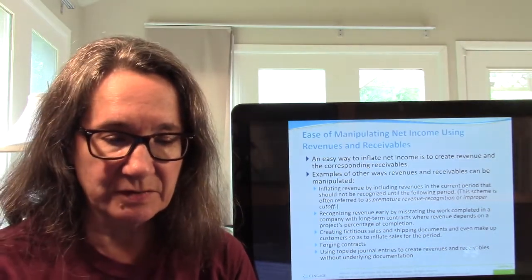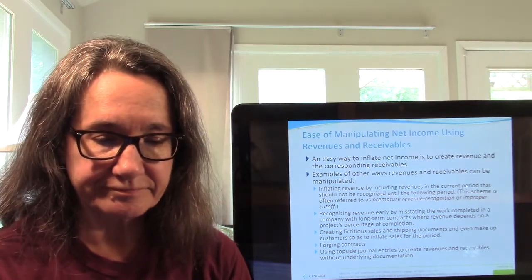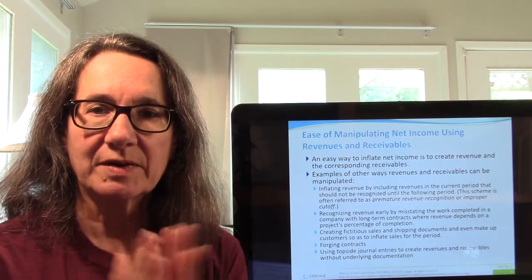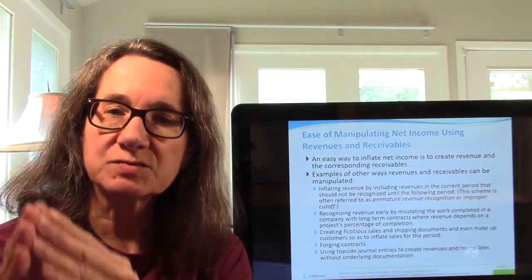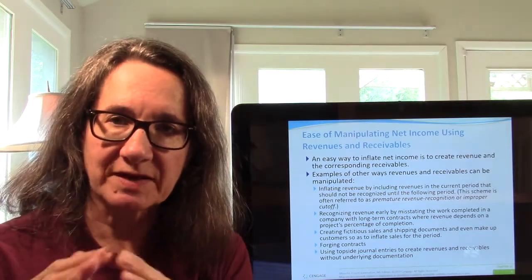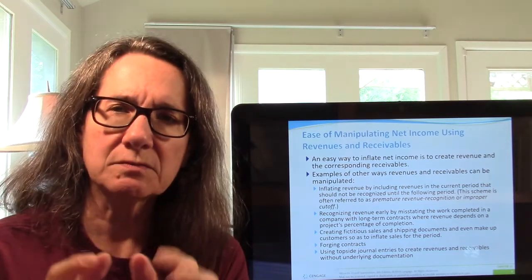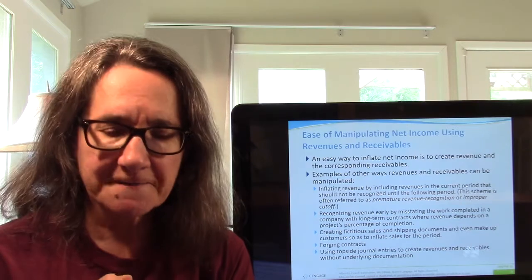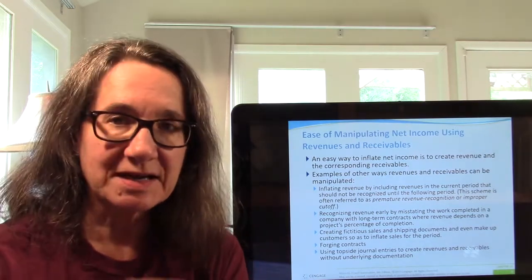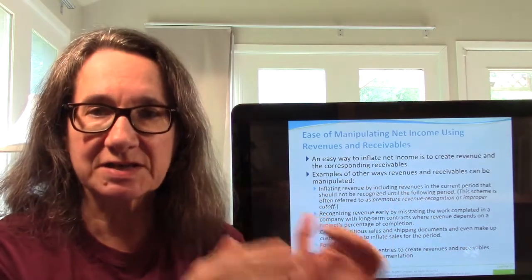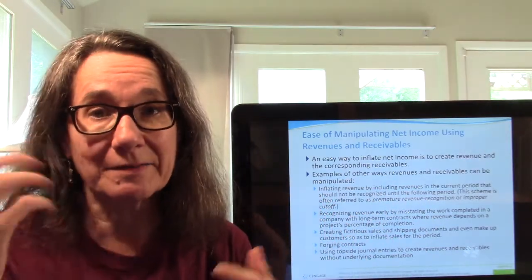Sometimes what they do is premature recognition. In other words, they won't just flat make it up, but they say, well, we know that this revenue is going to happen. We've got this contract, or we've promised to deliver this good or service, so we know it's a legit customer, but that's really not till next period. But you know what? We're not going to make our numbers this period, so let's just claim it this period because we know we're going to get it.